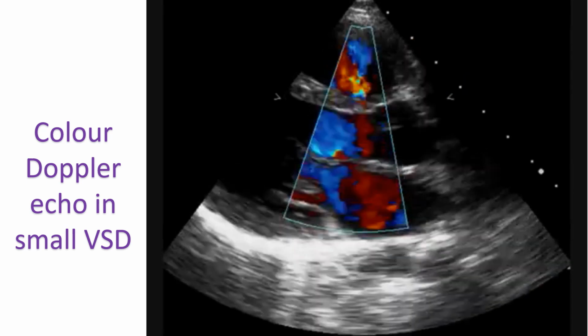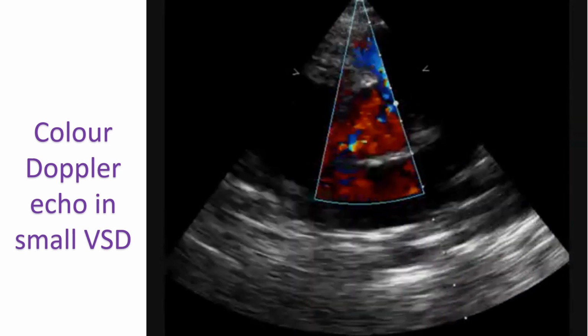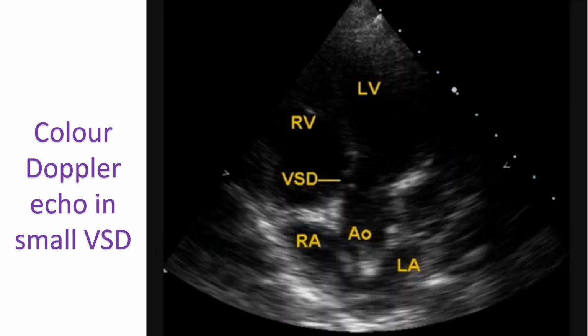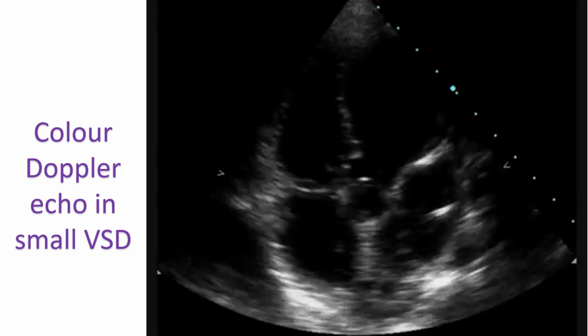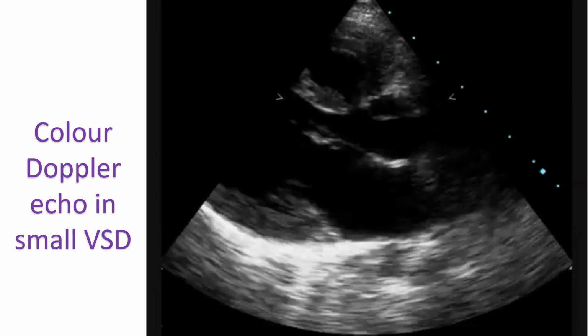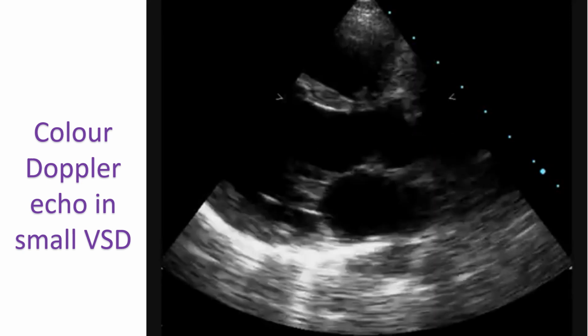For example, when the VSD is small, the pressure difference between the right and left ventricles is high. This produces a turbulent high velocity jet which can be easily seen on color Doppler. But it may be difficult to see a small defect by echocardiography without Doppler.